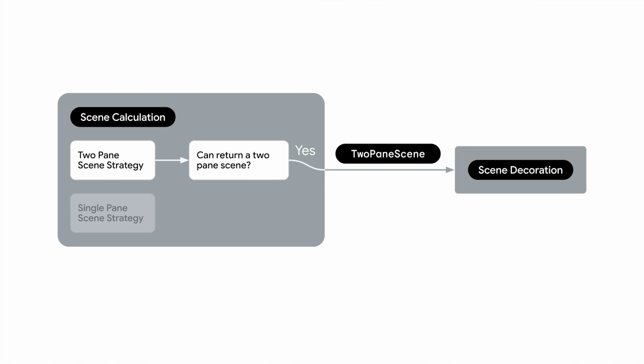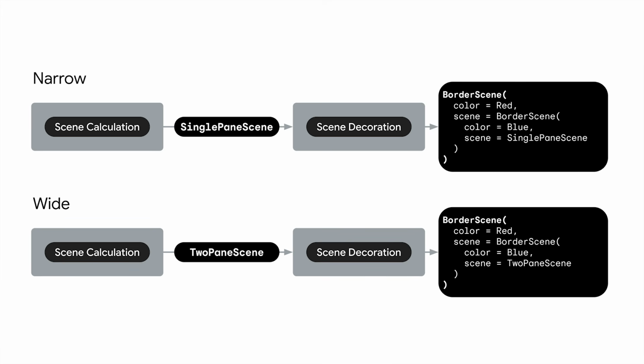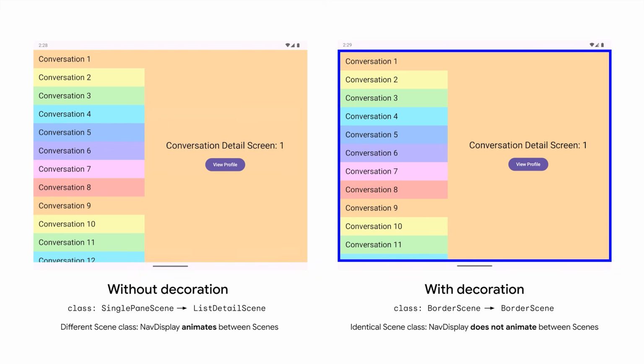Now, let's look at what happens when the window size is wider. In this case, the two-pane scene strategy returns a two-pane scene, and the scene calculation phase ends there. The scene decoration phase follows the same flow as before, just with the initial input being a two-pane scene instead of a single-pane scene. An important thing to note from this example is that the class of the scene returned after scene decoration can remain the same, even when the class of the scene returned during scene calculation changes. This is noteworthy because NavDisplay animates transitions between scenes when a key derived from the class of the current scene and its key property changes.